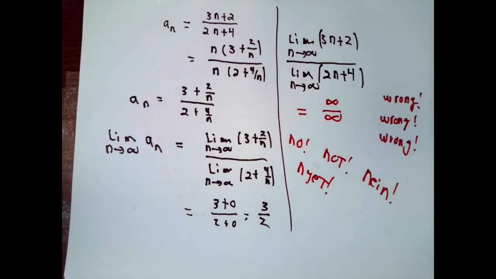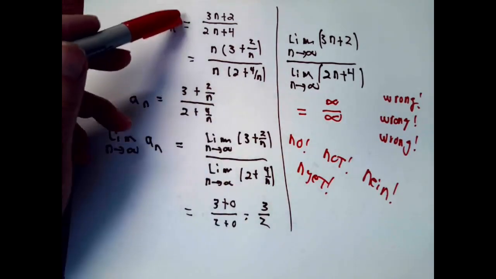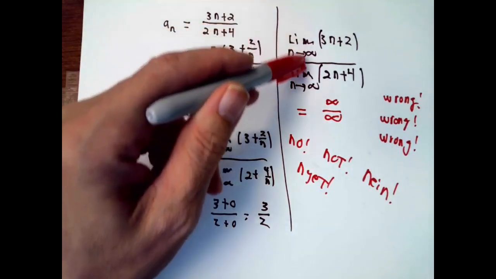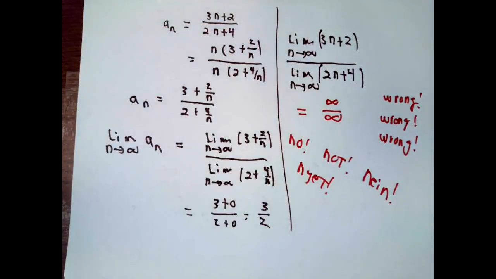When n equals infinity, 3n plus 2 must equal infinity, and so does 2n plus 4. You'll notice the red wrongs and words in various languages indicating that this isn't a good thing. In order to split the limit of a fraction up into the fraction of the limits, both limits have to exist, and the one on the bottom isn't 0.